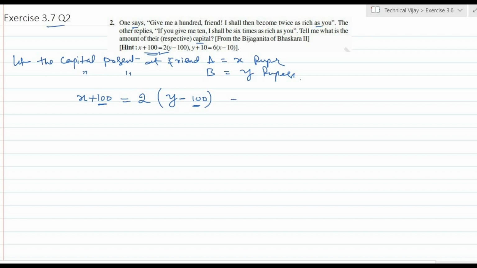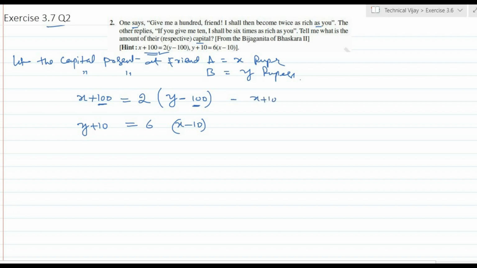In the second situation, if you give me 10, so X will lose 10, then I will be 6 times as rich as you. This is the second situation. Now we will solve this one.